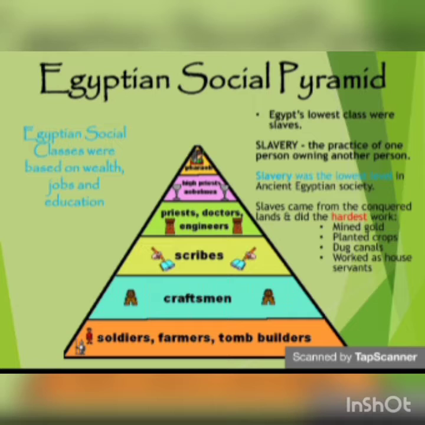Slaves came from the conquered lands and did the hardest work. In those days, wars were there. If one country was at war with another country, the captives, the people who were taken from one country to another, were made slaves. They were used for mining gold, planting crops, for irrigation, digging canals, and working as house servants.